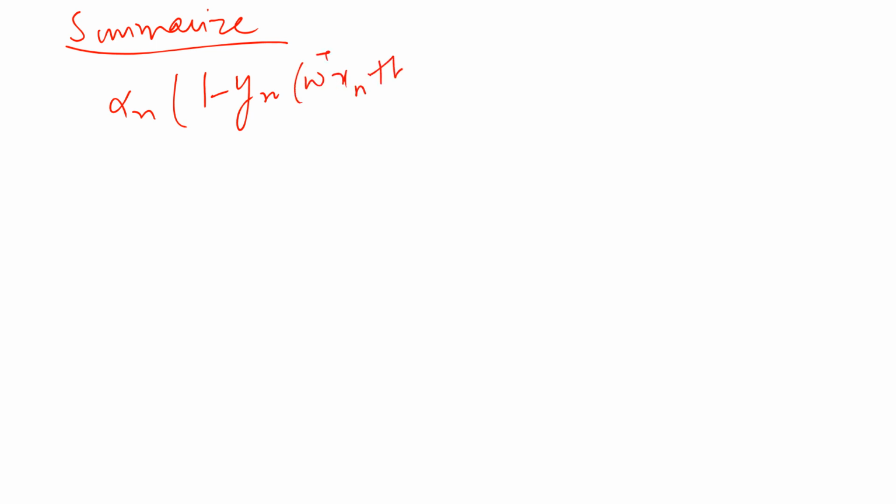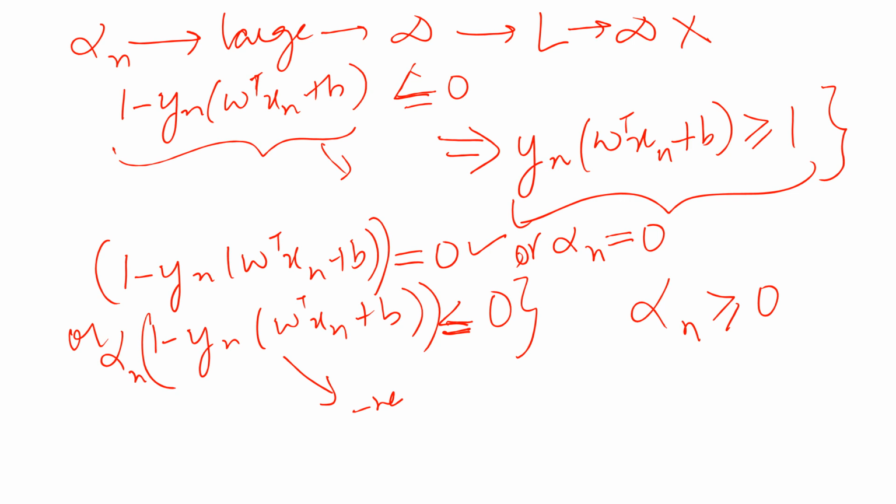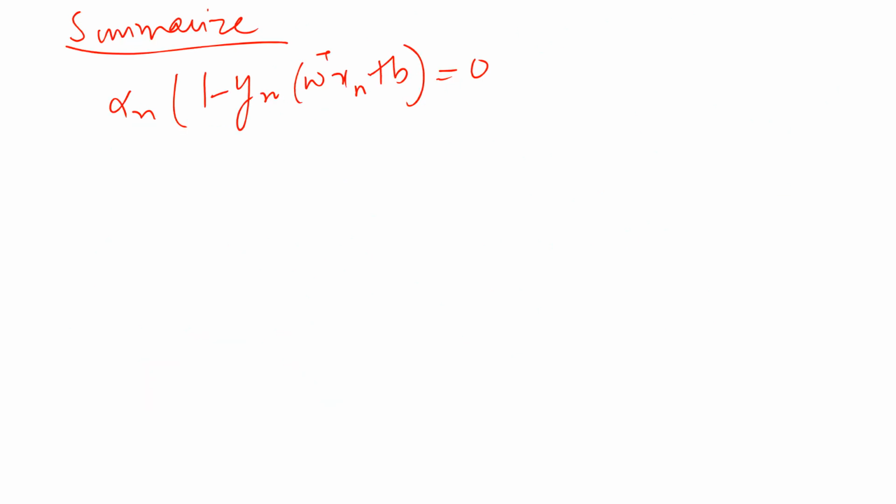Let me just summarize what we just said. At the optimal, my alpha n times 1 minus yn W transpose xn plus b has to be 0, because we just figured that the other case, when it was strictly less than 0, was not possible. Because alpha n is positive, this would have to be negative, which wasn't a possibility. So here we are looking at this being exactly 0, or either alpha n is 0 or this thing is 0. One of them has to be 0.